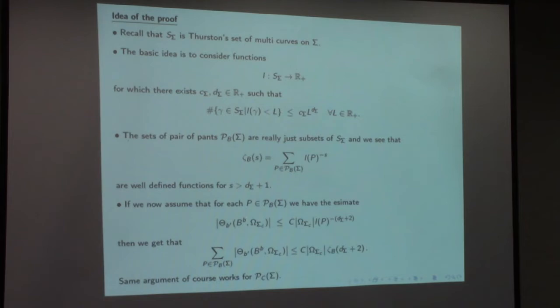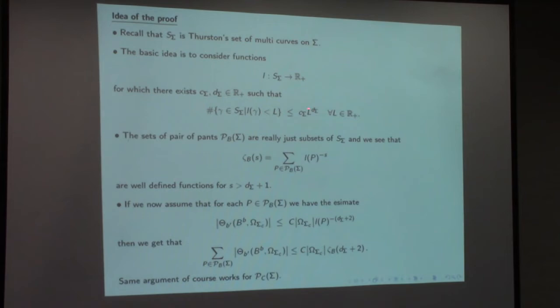I don't care which way it is, but what I would like to happen is that there exist two constants that depend only on the surface in such a way that if I look at the number of multicurves which have length less than some capital L, then I want that to grow no faster than a power of L. And the power should be this d sigma. So that certainly happens for hyperbolic geometry. If you have a hyperbolic metric on the surface, this is satisfied. I think this is the theorem of Rivin that was refined considerably by Mirzakhani. Okay, but we assume that we have such length functions.